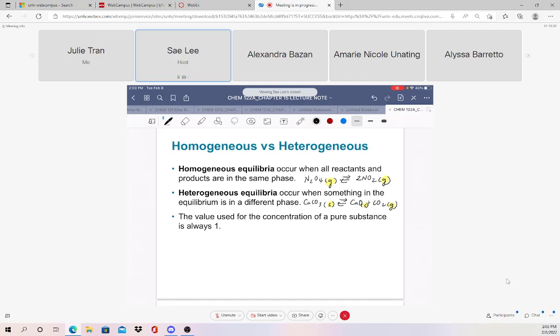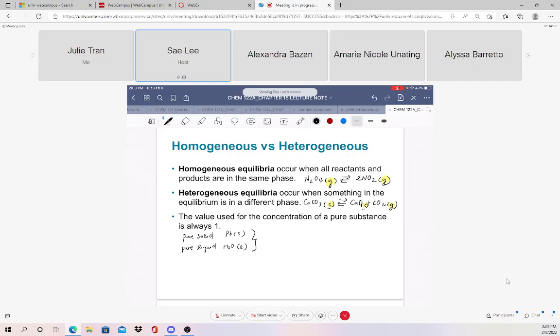If you look over here, we're dealing with solids. Let's say we are dealing with a chemical reaction that involves a pure solid, or we're dealing with a pure liquid. Examples will be lead, solid, or water, liquid. Pure solid and pure liquid, should we include these substances in the equilibrium expression?